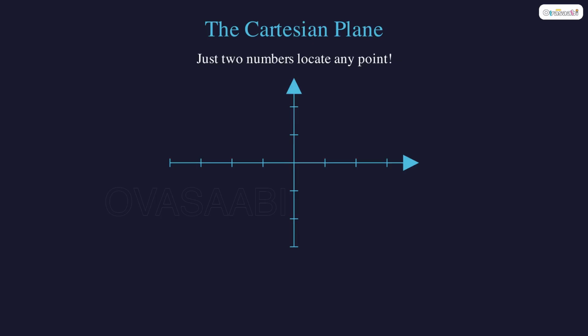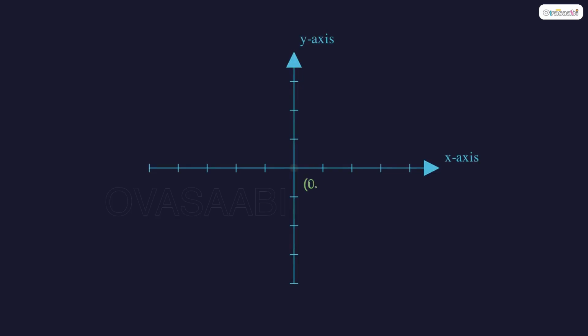How does Google Maps find any location on Earth with just 2 numbers? Math uses the same trick. The horizontal line is the x-axis, the vertical is the y-axis. They cross at the origin, 0, 0.